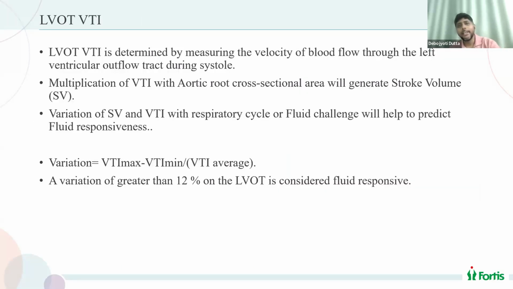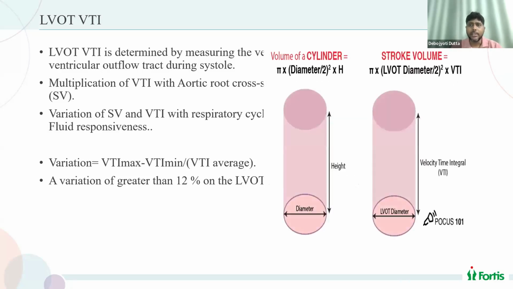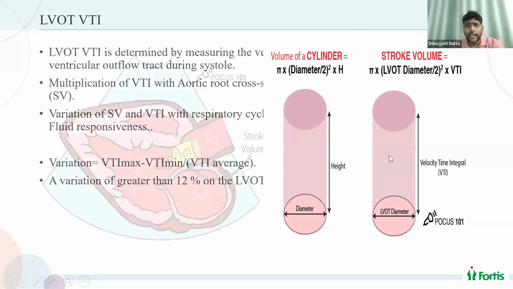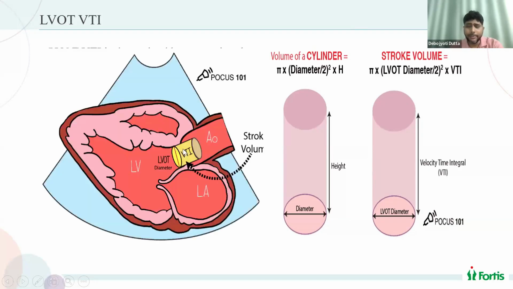Now come to the LVOT VTI. It is a very interesting, very good echocardiographic tool used daily in intensive care units, measuring the velocity of the blood flow through the left ventricular outflow tract during systole. After that, we multiply that VTI with the aortic root cross-sectional area to find out the stroke volume. Also, the change in the VTI with the respiratory cycle, if it is more than 12%, can predict fluid responsiveness. So this is the conceptual basis of the VTI calculation, and it is the aortic root diameter we measure here.